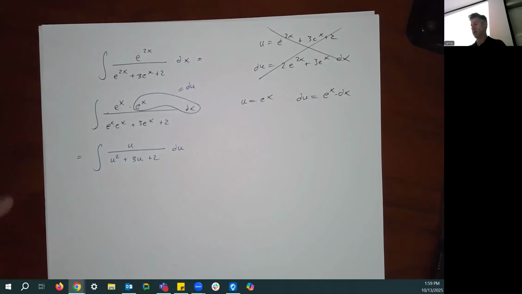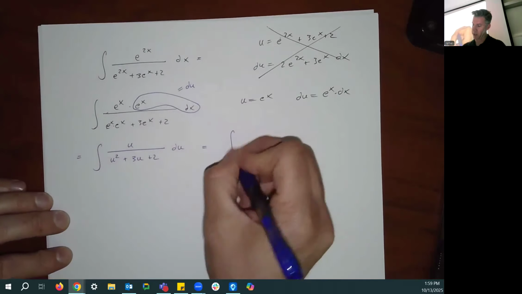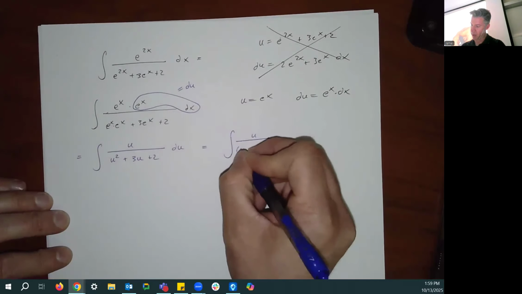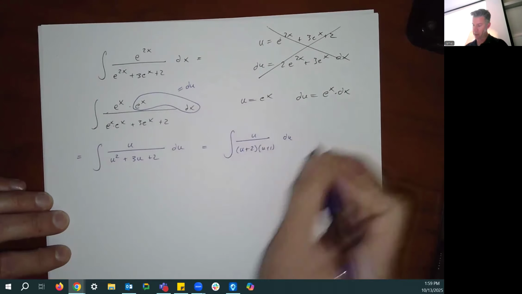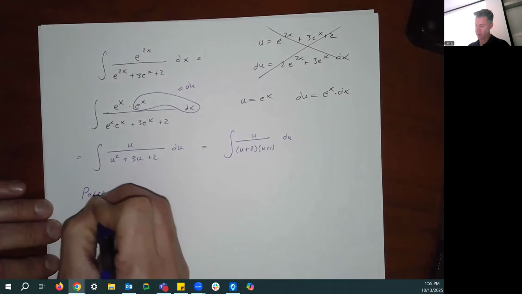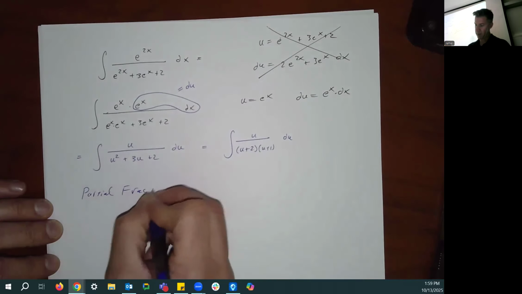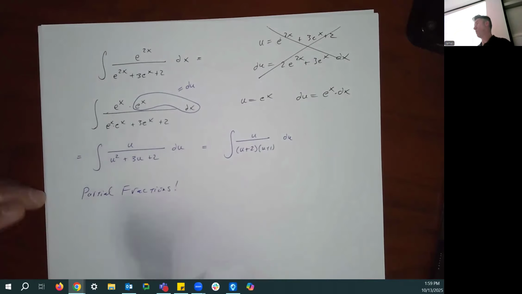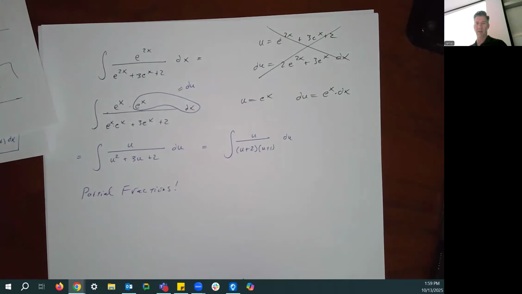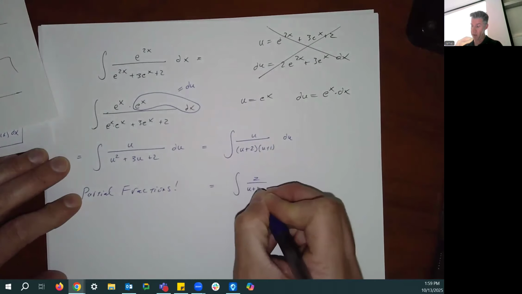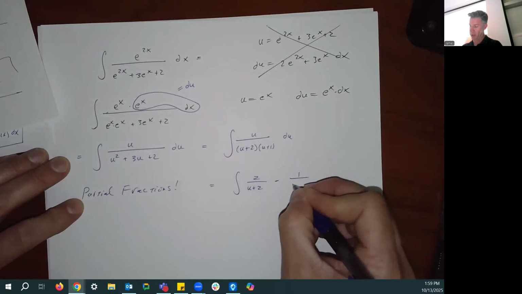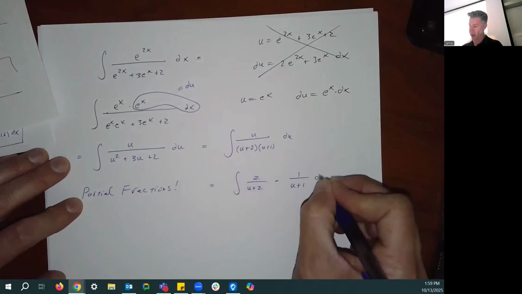And then to me, this is looking a whole lot like a partial fractions kind of problem because that denominator definitely factors as u plus 2 times u plus 1. So this is definitely partial fractions. So then you do the partial fraction decomposition, and you'd end up getting something like, what is it exactly? This ends up looking like the integral of 2. I know I'm not doing the partial fraction decomposition. I recognize that's a step we would actually need to do, but it ends up breaking down like that.